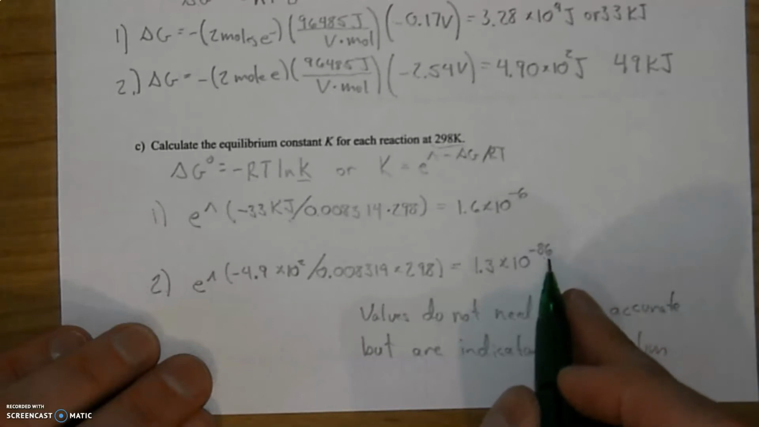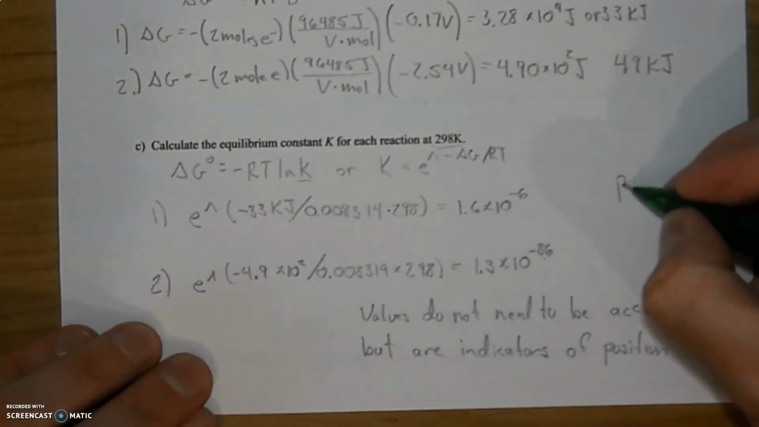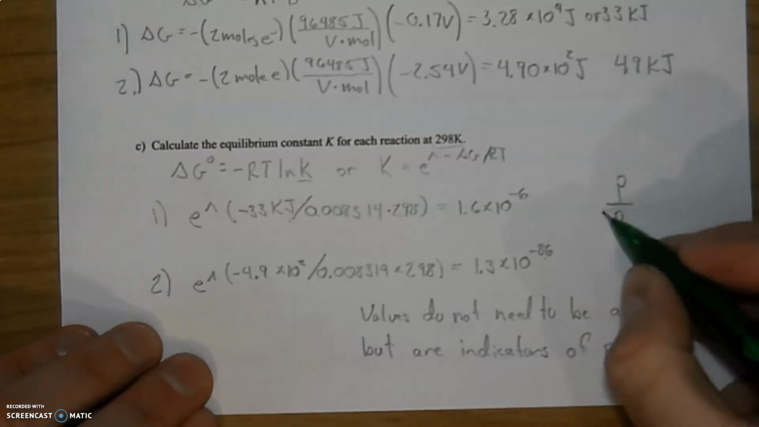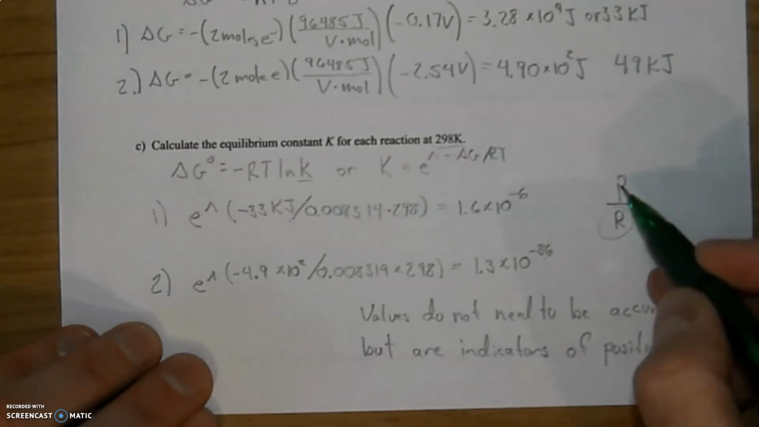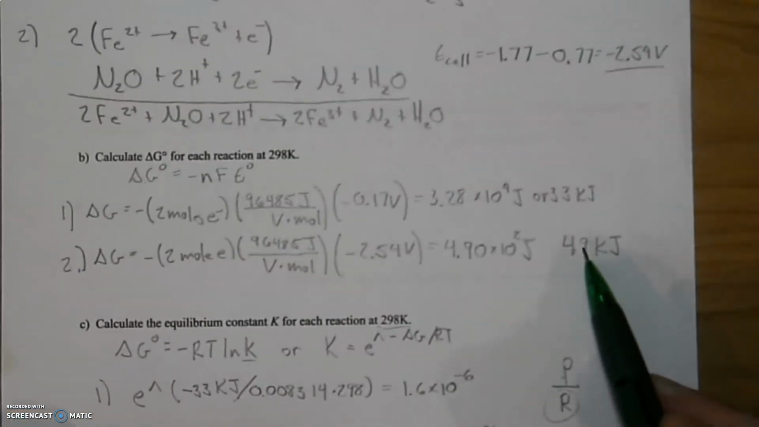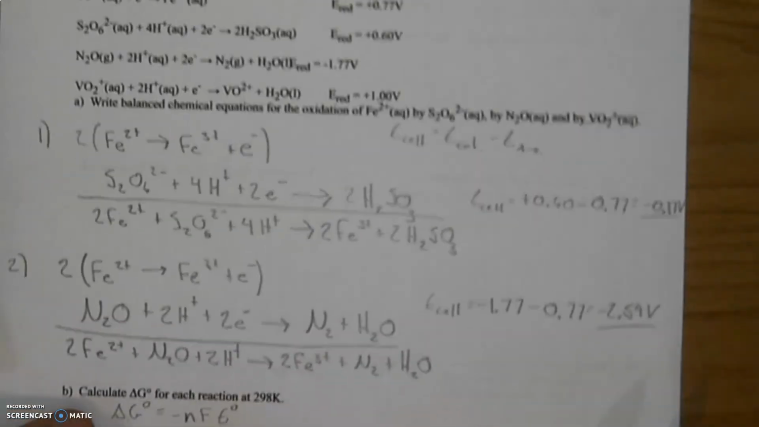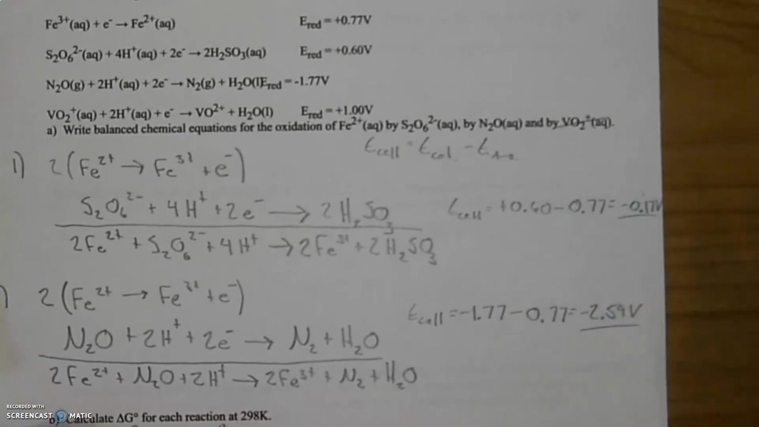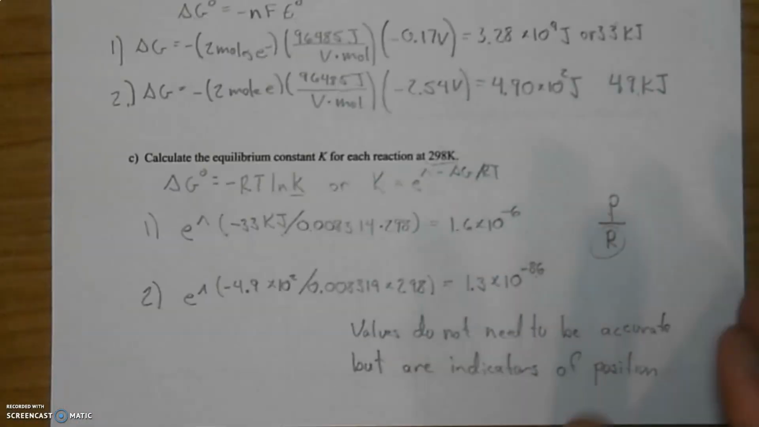It doesn't move in the forward direction very well. Again, think products over reactants. This is very much reactant heavy. It doesn't move towards the products. And again, we see that reflected over here based on the delta G value and based on the voltage values. So all three of these kind of make sense together.